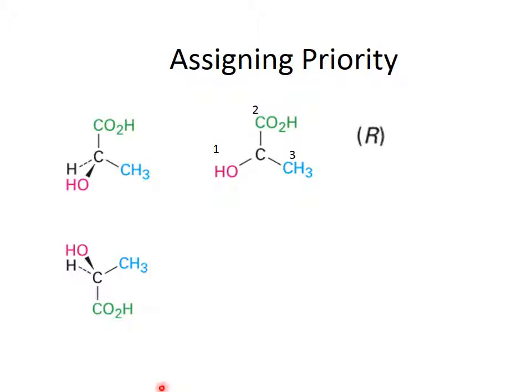I'm going to take my lowest priority group and put it back. I'm going to assign my priorities. The hydroxyl is 1, the carboxyl group is 2, and then the methyl group is 3. What is the direction of rotation? It is counterclockwise, so this is S.